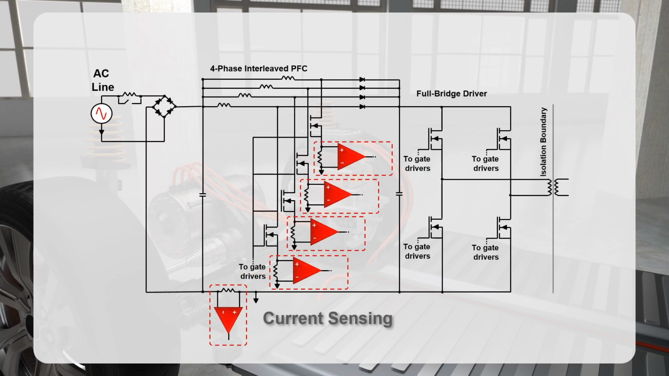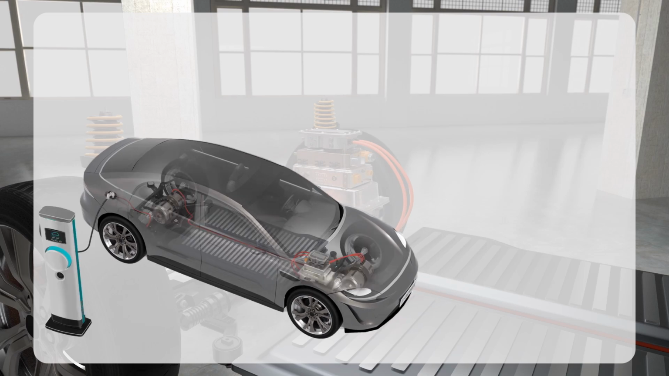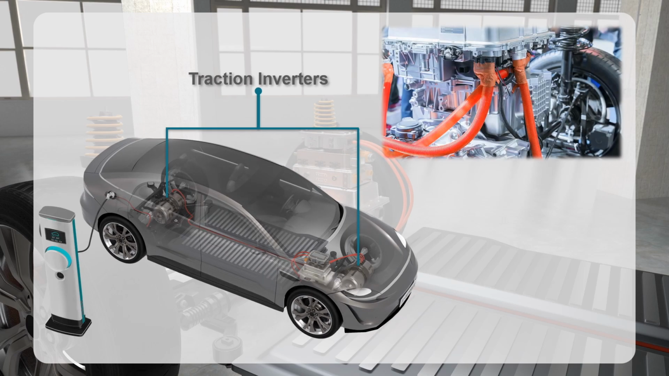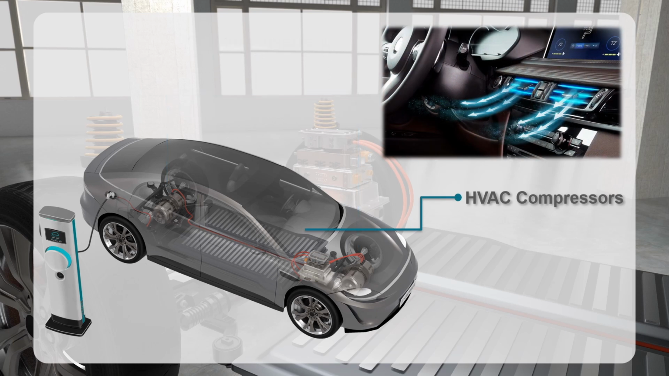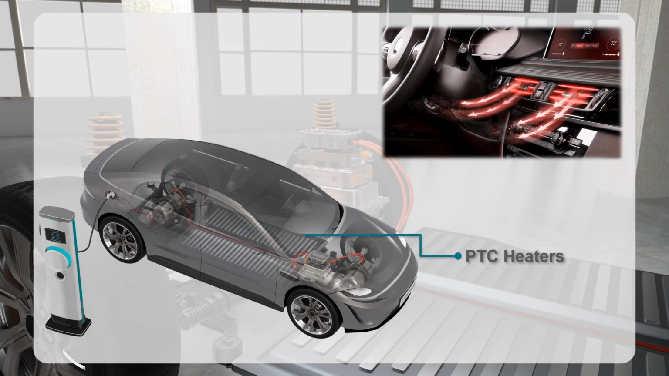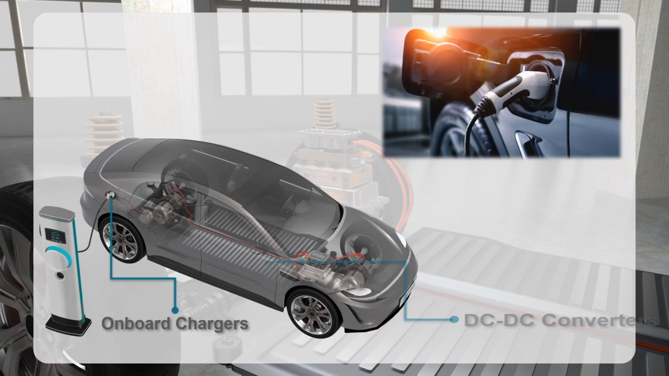Similar circuits are used in power delivery applications, such as in a 4-phase interleaved DC to DC boost converter typically found in electric vehicle onboard chargers. Current monitoring is critical in several electrified vehicle systems, including traction inverters, HVAC compressors, PTC heaters, DC to DC converters, and onboard chargers.